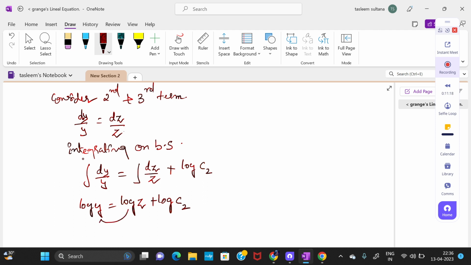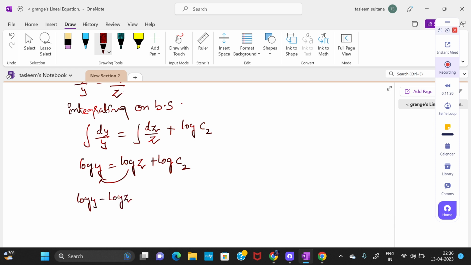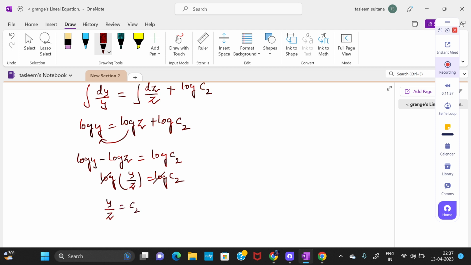Now take this term to this side. It will become log y minus log z is equal to log c2. Again the same formula we can use here: log a by b is equal to log a minus log b. So this is going to be log of y by z is equal to log c2. The log and log get cancelled, so y by z is equal to c2. So this is your second solution.